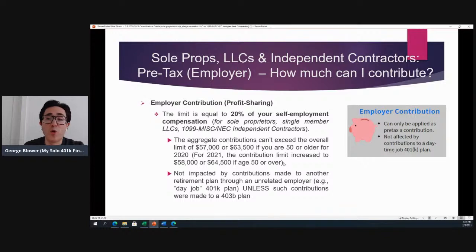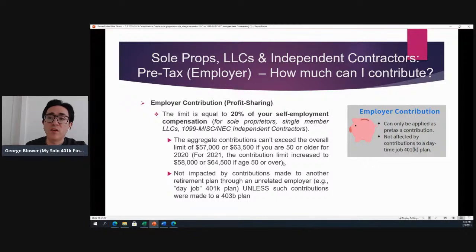Now, you also want to consider your overall limit. You want to make sure that all the contributions being made to the plan, your employee contribution and your employer contribution, don't cause the contributions to exceed the overall limit, which is $57,000 for 2020. If you made a catch-up contribution, you would ignore the catch-up contribution for purposes of the $57,000 limit, and therefore you could get up to $63,500 if you're 50 or older. For 2021, that $57,000 overall limit is increased to $58,000.